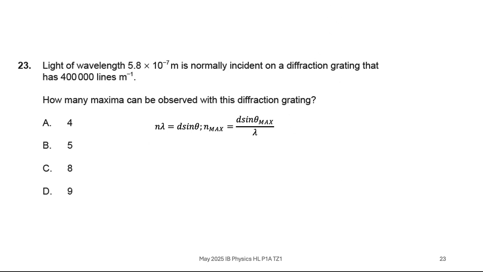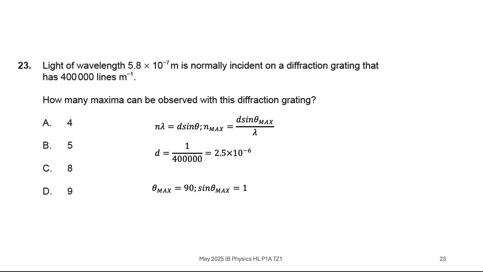Now, as with any time you do this kind of question, first things first, we're going to make sure that we know what d is. Now, in this case, we're told that there are 400,000 lines in every meter, and so therefore, what we're going to have to do to find out the d, which is the separation, I should have an m here, between those slits, is just going to be 1 over that. It's going to be 2.5 times 10 to the minus 6.